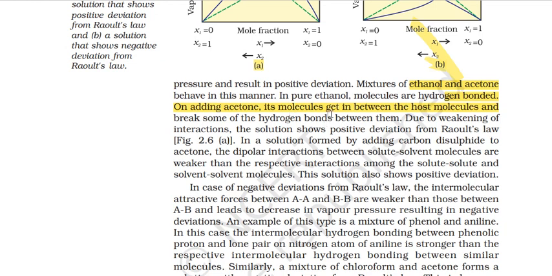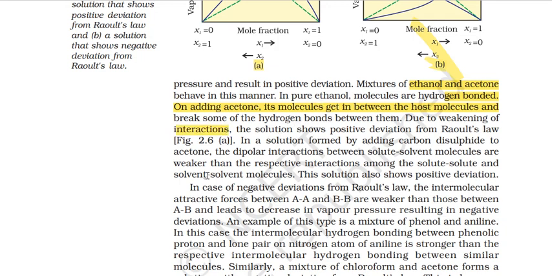So yahan pe inne, they've also given you a sort of a reason ki ethanol and acetone ka mixture hi kyun positive deviation dikhata hai. What happens is, pure ethanol mein hydrogen bonding hoti hai. Jab acetone dala, to it'll get between the molecules of ethanol or hydrogen bonding toot jayegi due to weakening of the interactions. Interactions kya hue? Weaken ho gaye. Solution shows positive deviation from Raoult's law.